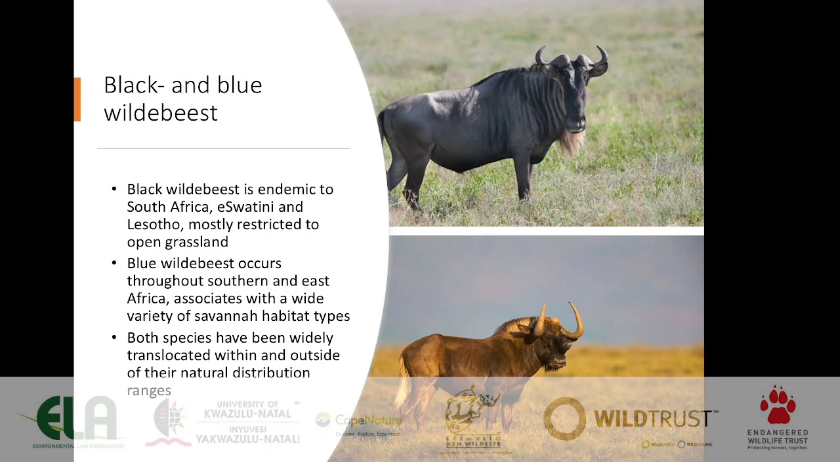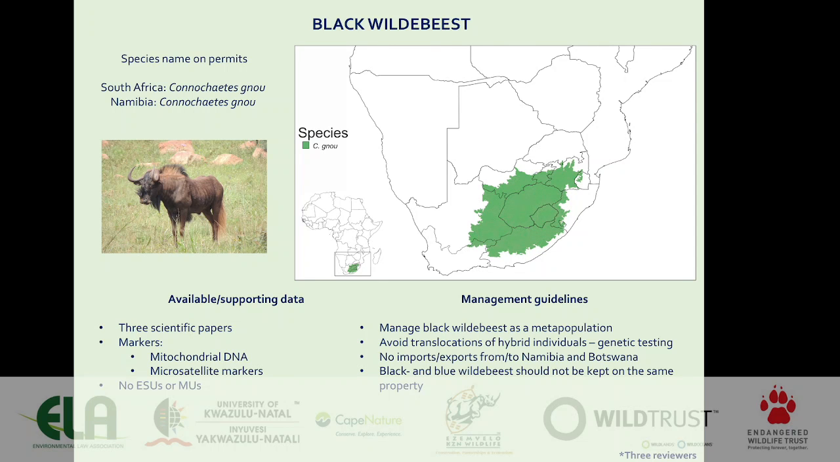During that time, black wildebeest have been widely translocated within and outside of their natural distribution ranges without taking hybridization with blue wildebeest into account. Therefore, admixed individuals may have been used as founders of new black wildebeest populations as well as mixed with pure black wildebeest individuals. For the black wildebeest guidelines, 3 scientific articles were used in compiling the genetic management guidelines, and the markers used included mitochondrial DNA as well as microsatellite markers.